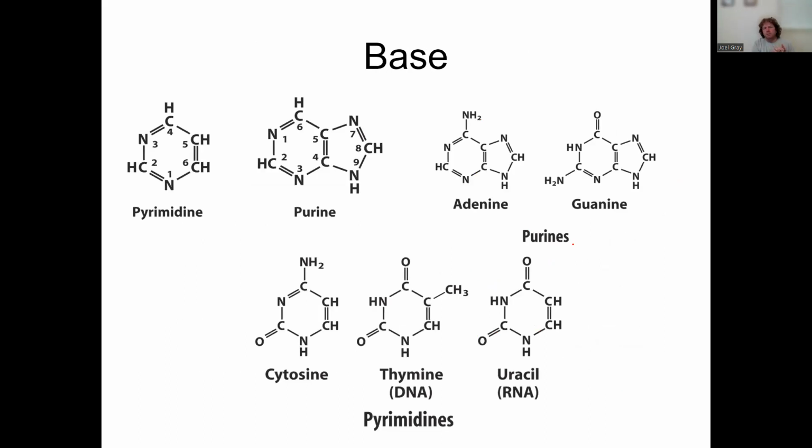Now, of the different bases and base options, we have this umbrella term for our 2 classes of bases. We have pyrimidines and purines. A purine is a bicyclic ring structure. A total of 9 atoms make up the 2 rings. Our numbering starts at this nitrogen out here.